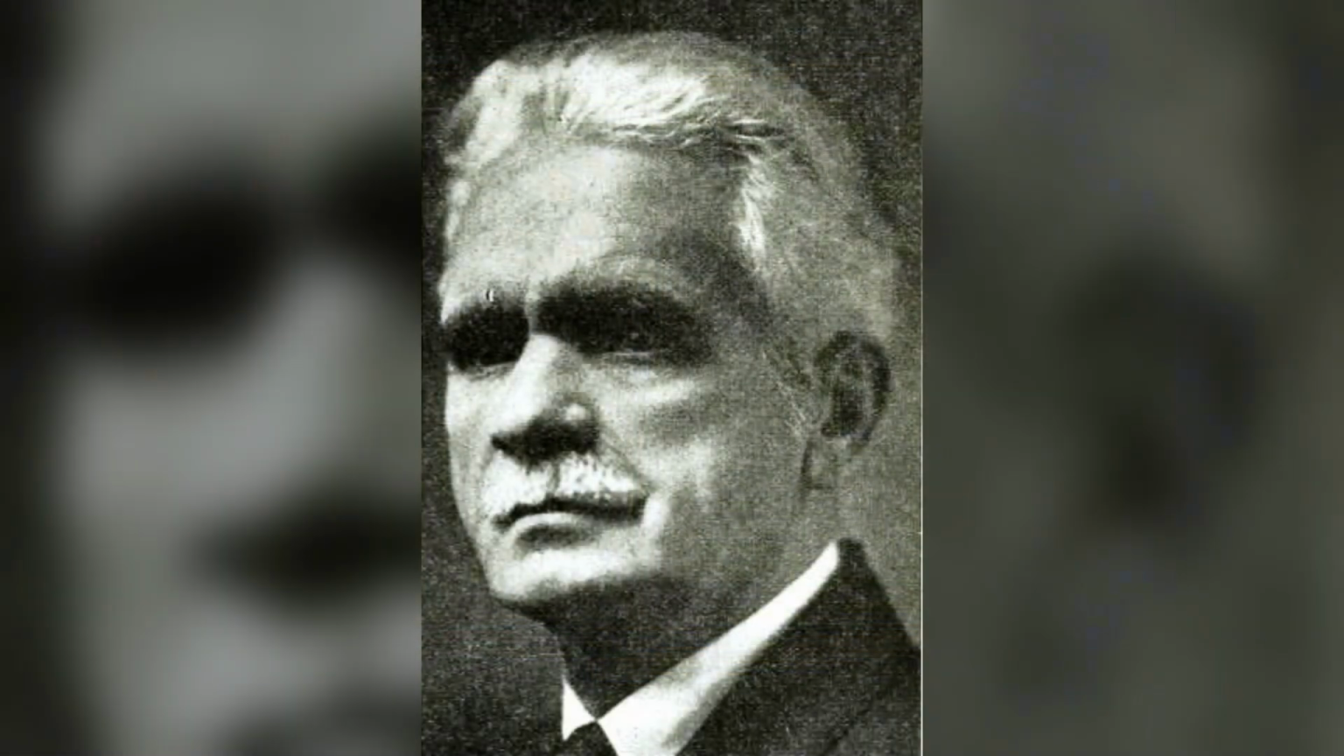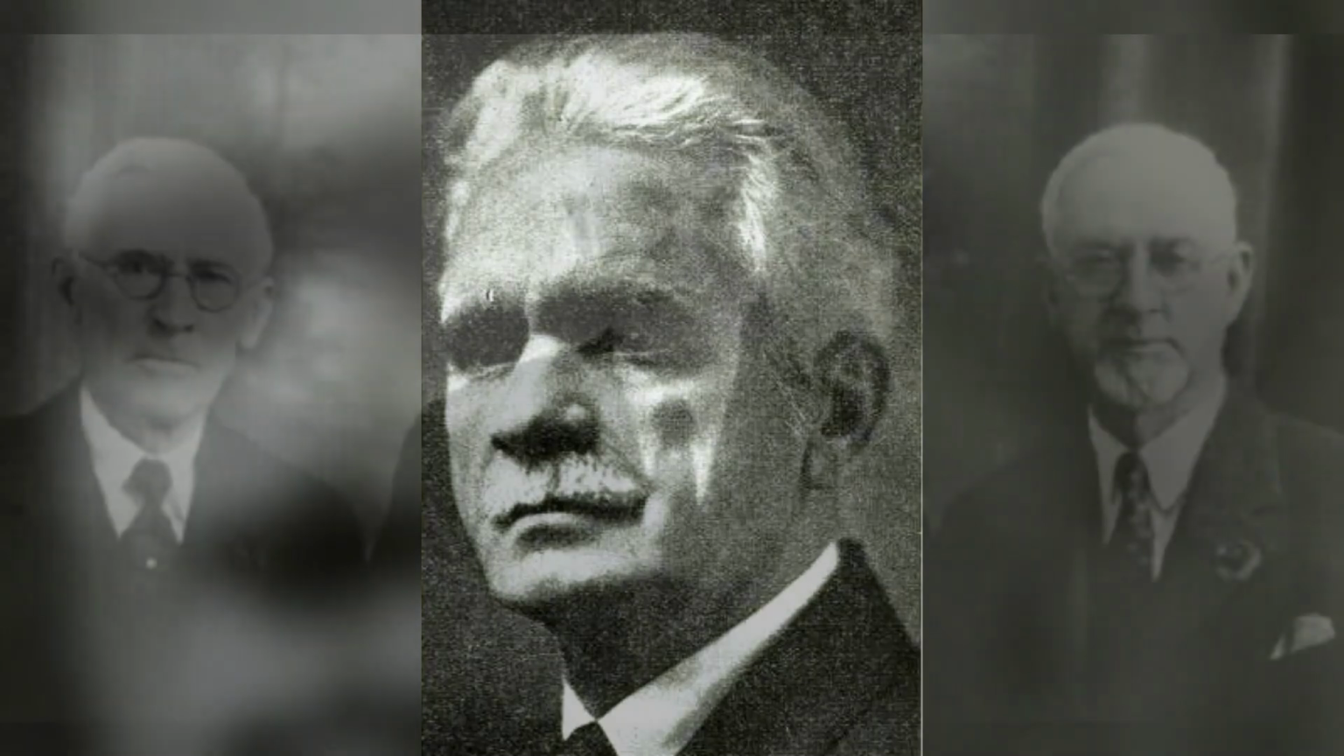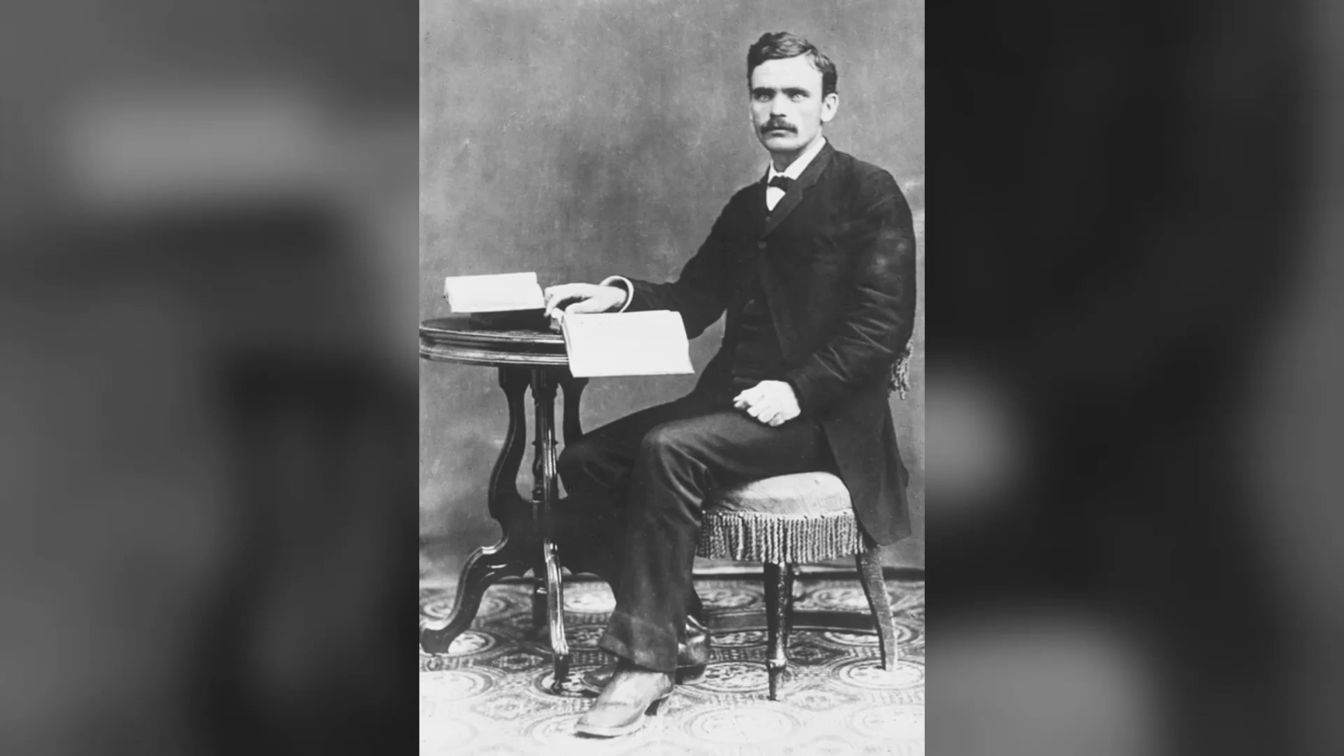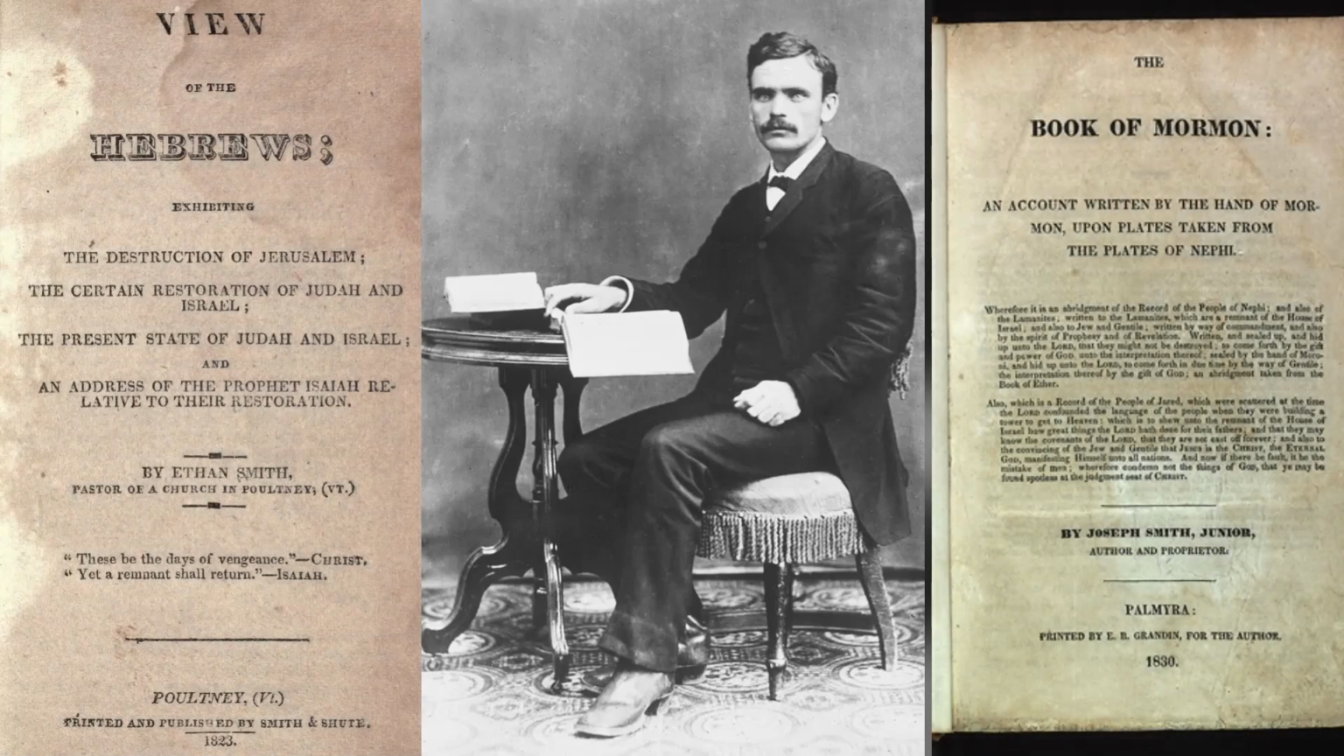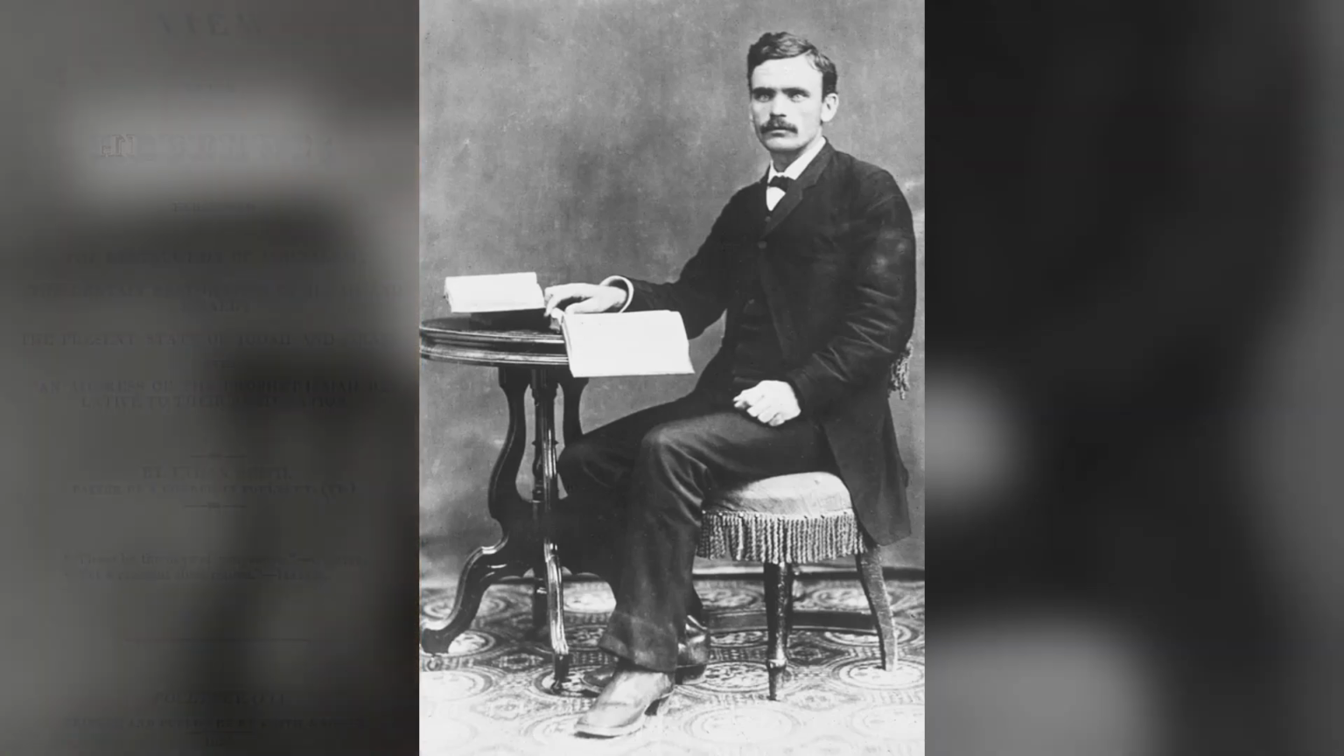In the early 20th century, Mormon historian B. H. Roberts highlighted the striking parallels between the two works, suggesting that Joseph Smith might have used View of the Hebrews as a source, or at least been influenced by the popular 19th century ideas presented in it. In 1922, when church leaders requested Roberts to examine the similarities between View of the Hebrews and the Book of Mormon, Roberts produced a confidential report.